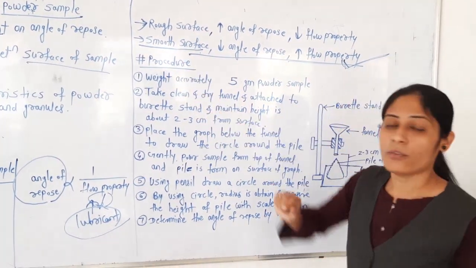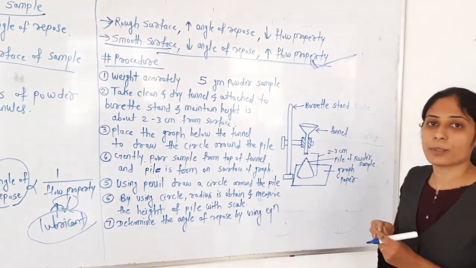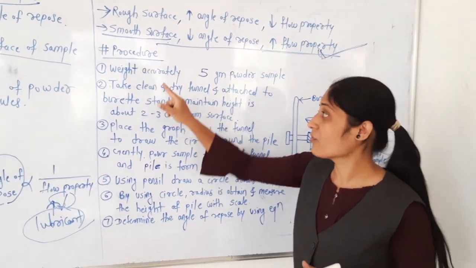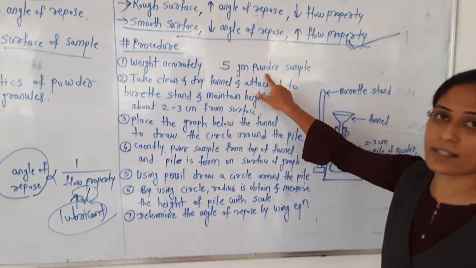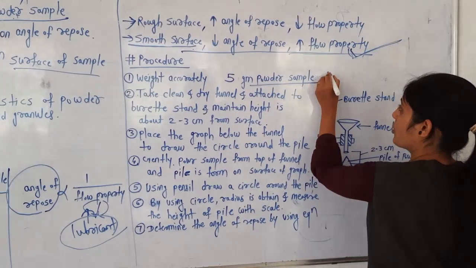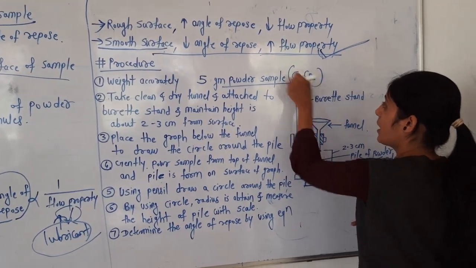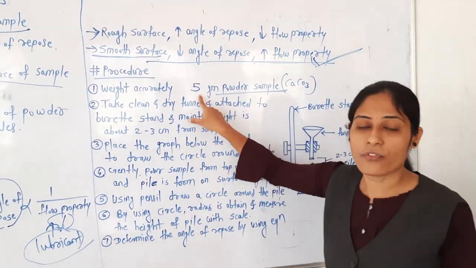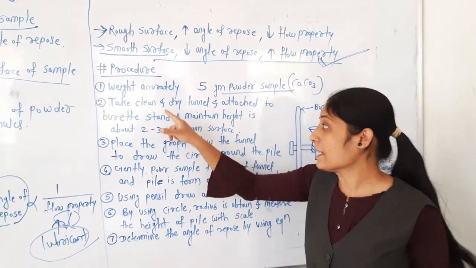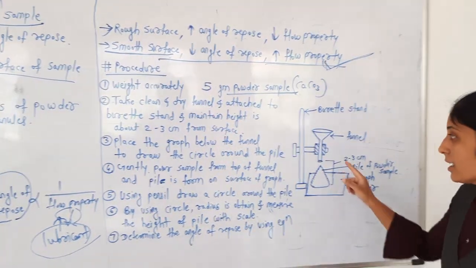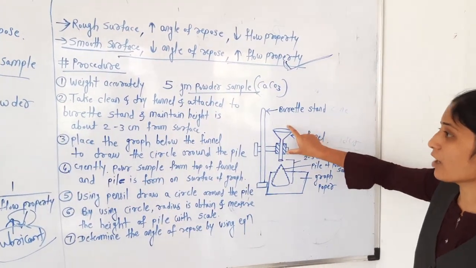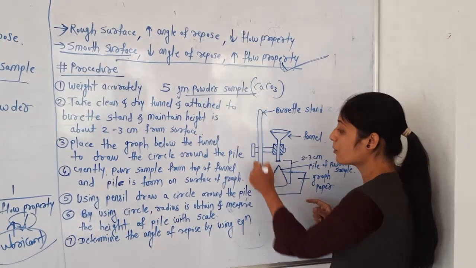So what is the procedure of angle of repose? See here the procedure. The first point is to weigh accurately 5 gram of powder sample. We take the powder sample, that is calcium carbonate, CaCO3. So we weigh 5 gram of calcium carbonate. After that we have to take a clean and dry funnel. See here in this diagram, we take a clean and dry funnel, and we attach that clean and dry funnel to this burette stand.